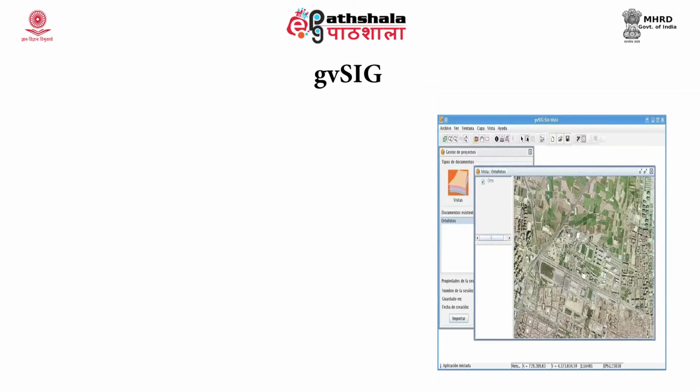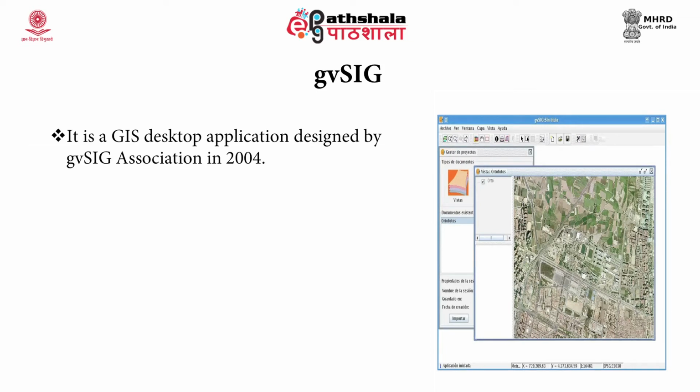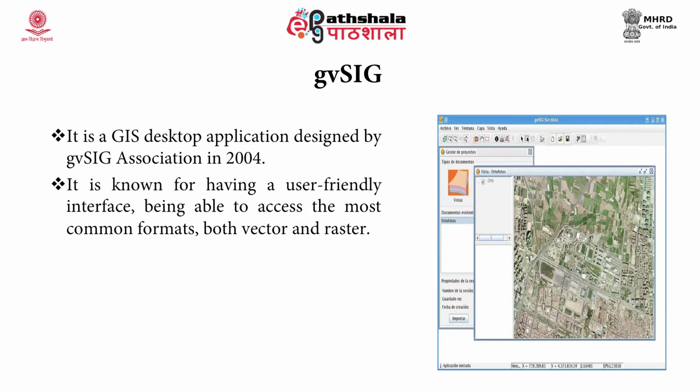Another GIS desktop application is gvSIG, which is an open source GIS software designed by the gvSIG Association in 2004. It is known for having a user-friendly interface, being able to access the most common formats, being both vector and raster.